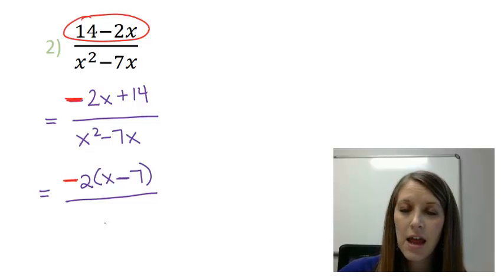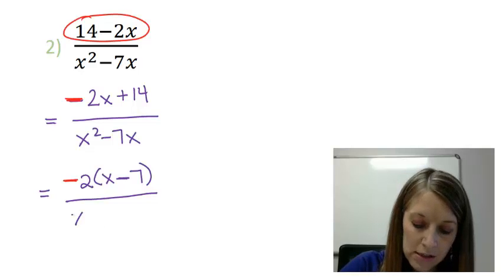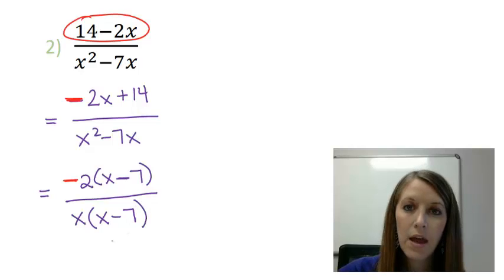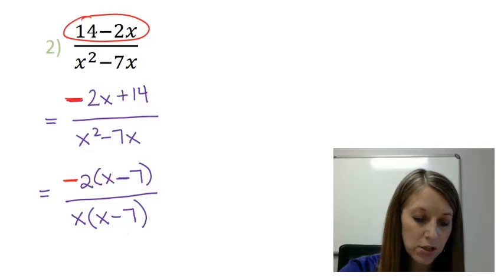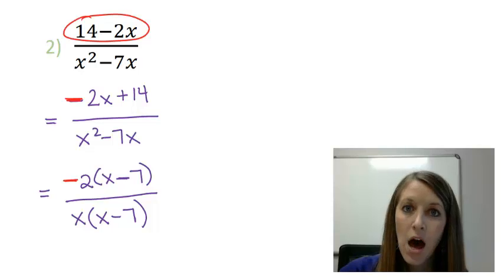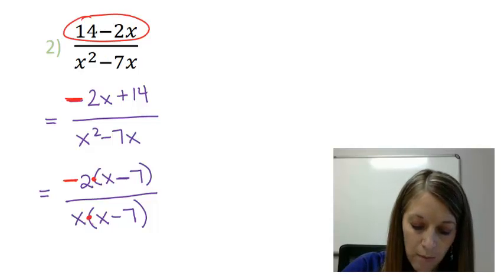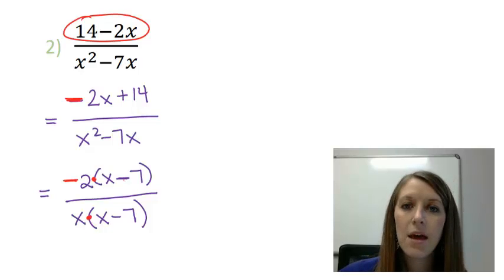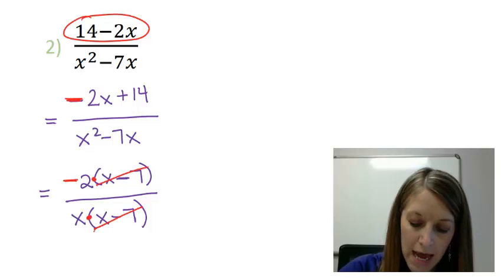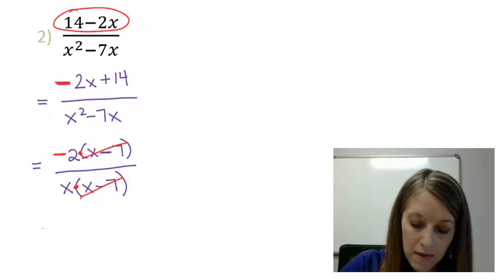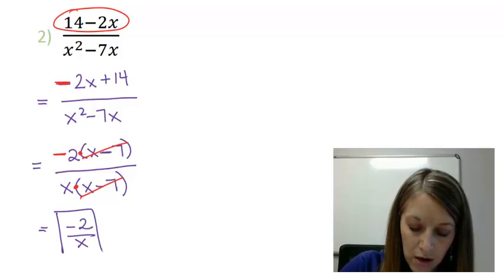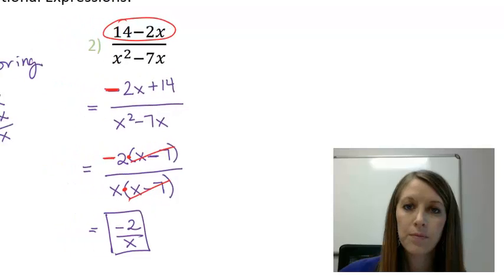I have again a common factor of x, so if I take that out, that leaves me with x minus 7. And I cannot factor my denominator any farther. I have switched it from subtraction format into multiplication format. Since these are multiplied, that means I can cancel identical factors, so I can cancel these x minus 7s, and that leaves me with just a negative 2 divided by x. So there is my final answer.